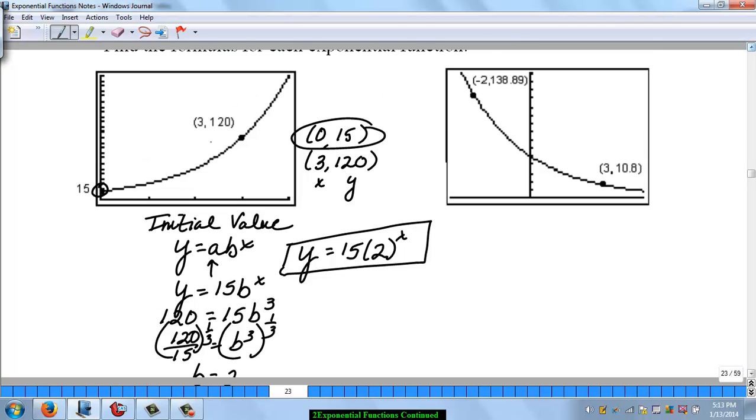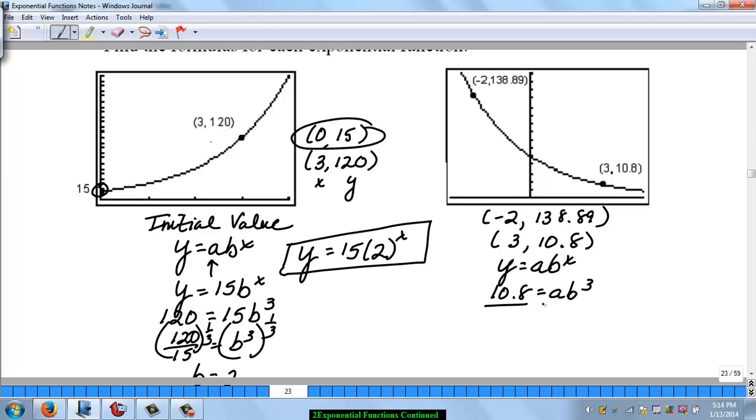Now this one over here, I have 2 points again. So this one I don't have the initial value, so this one I have to do the divide thing. I'm going to take the higher value first. So I do y equals ab to the x. 10.8 equals ab cubed. Divide, put the other point in. 138.89 equals ab to the -2.